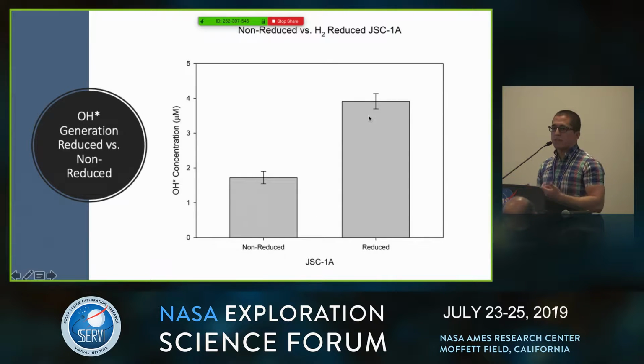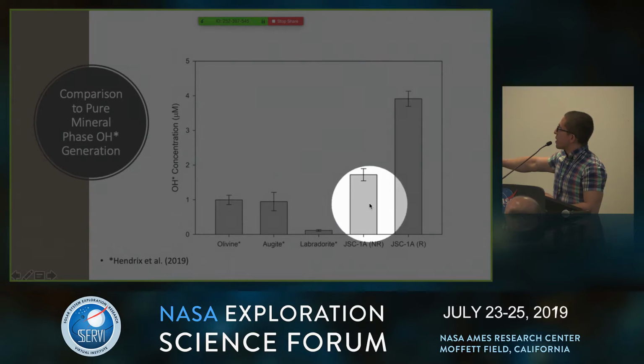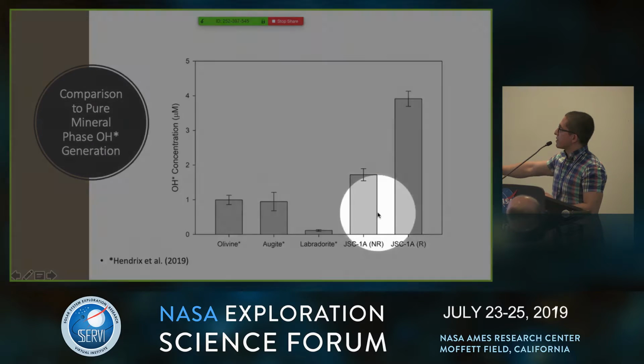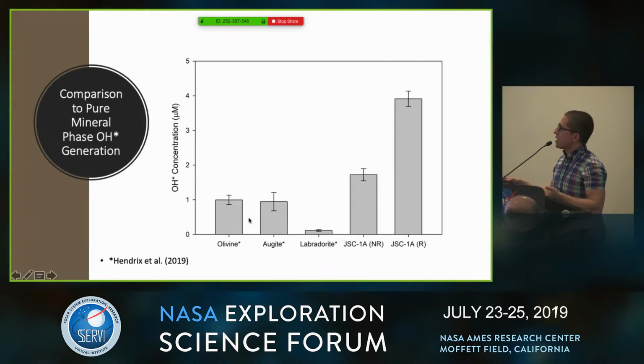So it seems that heat treatment and reduction of JSC1A and the formation of the metallic iron on the surface is leading to much greater reactivity compared to non-reduced JSC1A. And here we have the same two graphs on the right, but now we're comparing it to some pure mineral phases that are found on the lunar surface. So here we have olivine, augite, and labradorite.